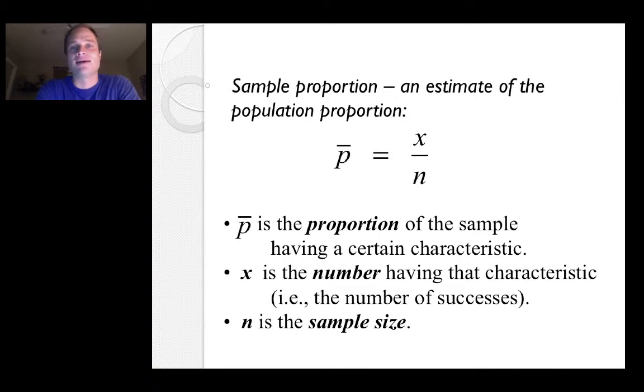And p bar is very simply x over n, x being the number of successes, let's say the event of interest to the statistician, over little n, the sample size. So if we're talking about the proportion of females in a class, x is the number of females, and little n is the size of the class.